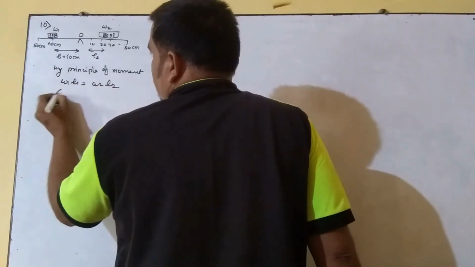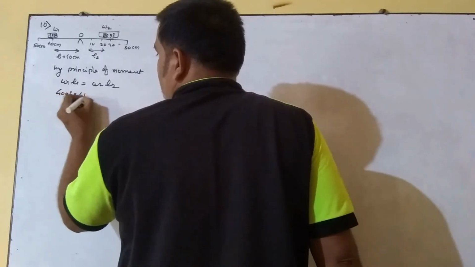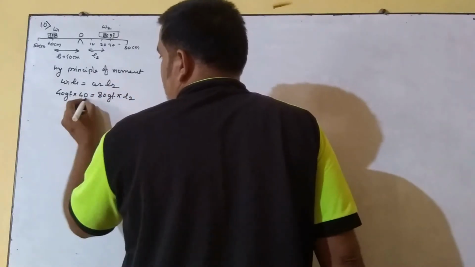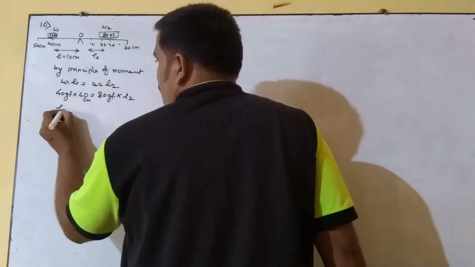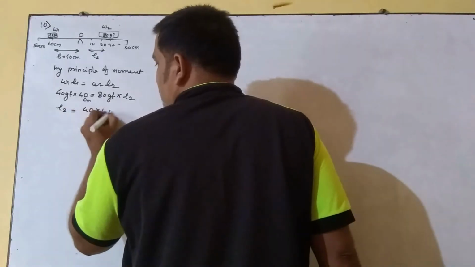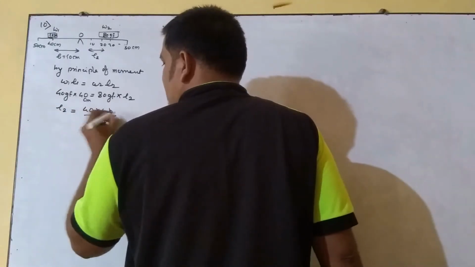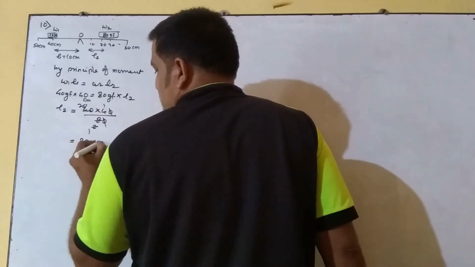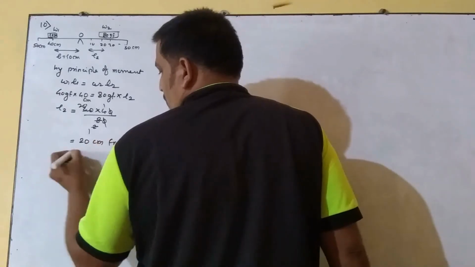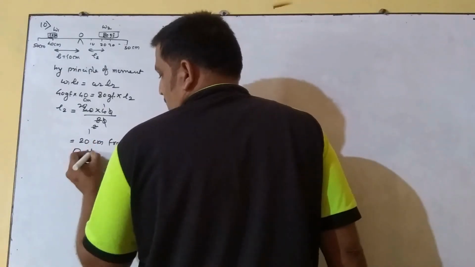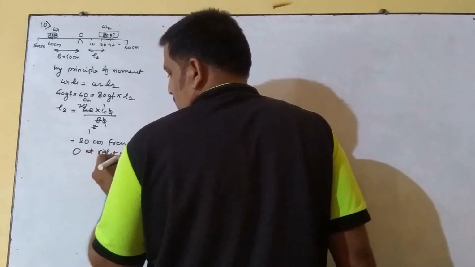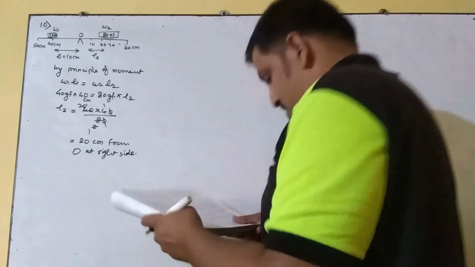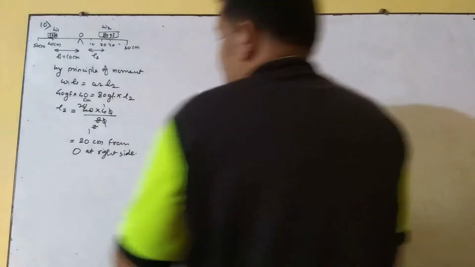Putting the values, 40 GF multiplied by 40 is equal to 80 GF multiplied by L2. This is 40 centimeter. So L2 is equal to 40 into 40 divided by 80. This 0 gets cancelled, 1s are 2s are, 1s are 20. Okay, so it is 20 centimeter from O at right side. This is the answer.